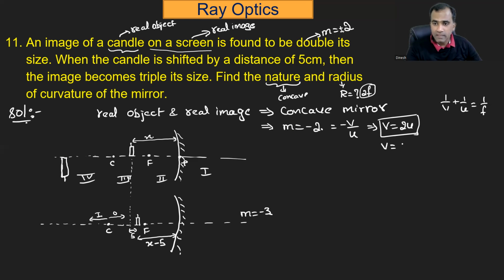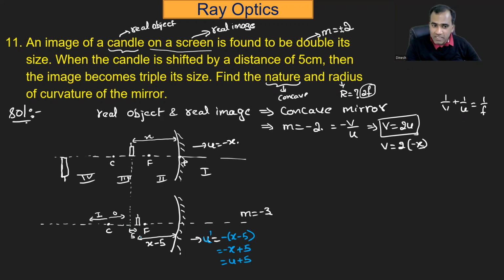Here, what is U? Minus X. In this case, U is minus X. Now, in this new case, what is U? U equal to minus of X minus 5. Is that okay? Or can I write it as minus X plus 5? Let me call it U dash. So U dash: what is minus X? U. Can we write it as U plus 5? Is that okay?